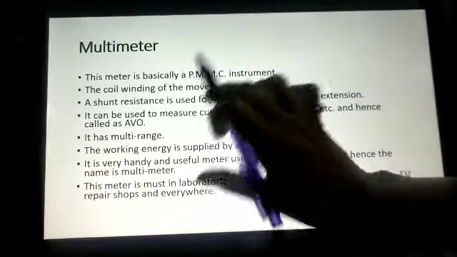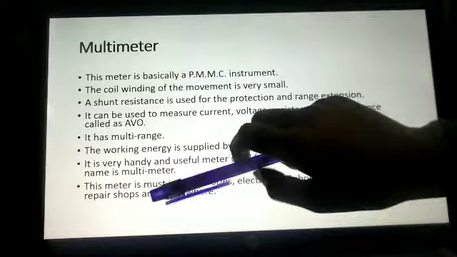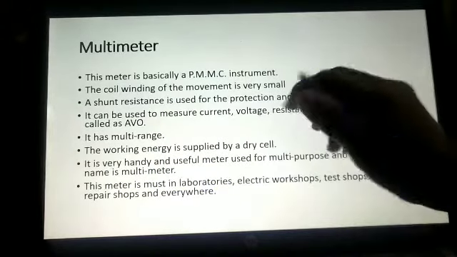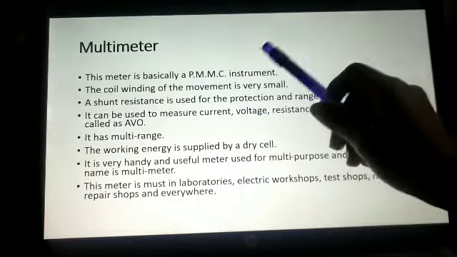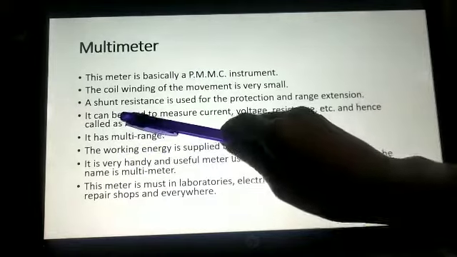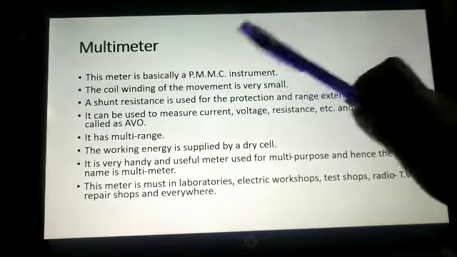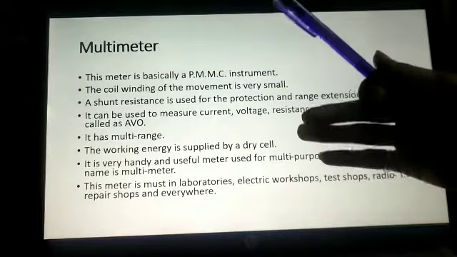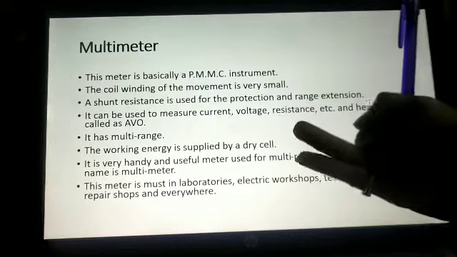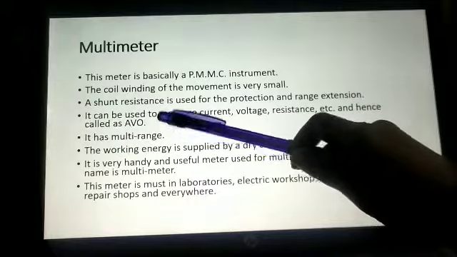That means there are resistances in shunt, so we can change the range. It is used for protection and also range extension. That means we can change the value of resistance. It can be used to measure current, voltage, resistance, etc. As I told you, multi means many. And hence it is called AVO.